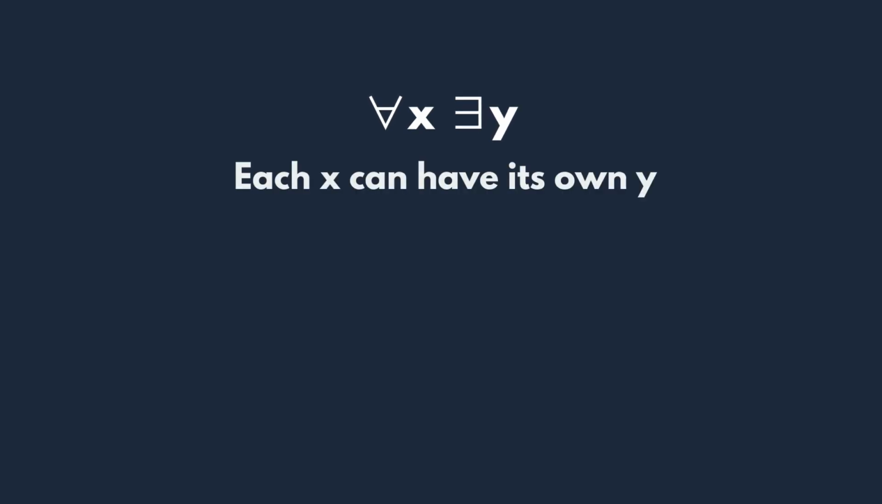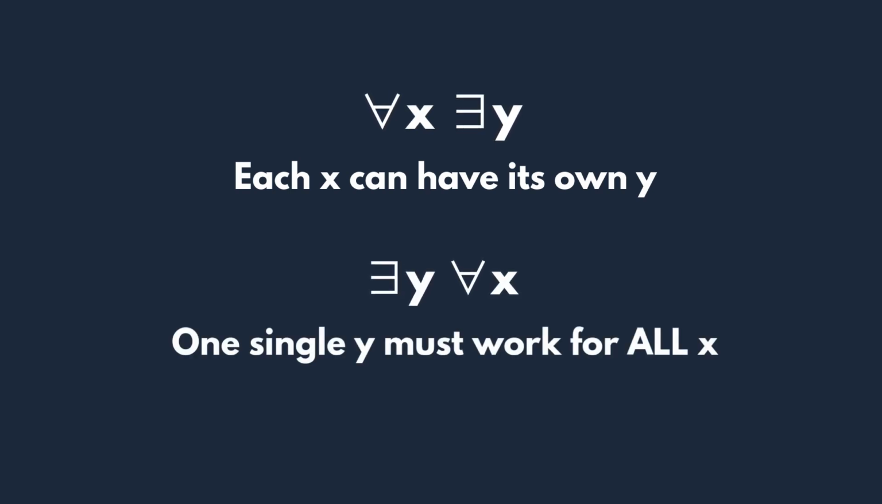So what's the visual way to understand? Think like this. This means each x can have its own y, a different y for different x. And this means one single y must work for all x. That's much harder.